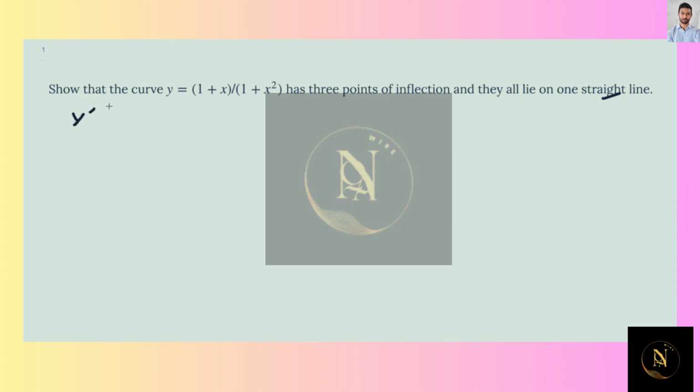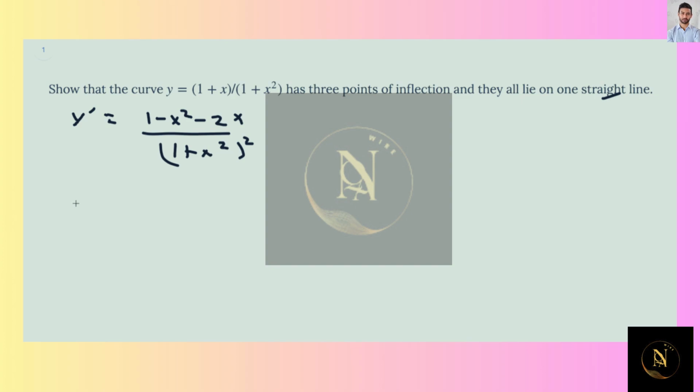So I found the first derivative. I'm doing this so that you can see if you're on the right track. The first derivative comes out to be (1 minus x squared minus 2x) all over (1 plus x squared), and then this whole thing is squared.